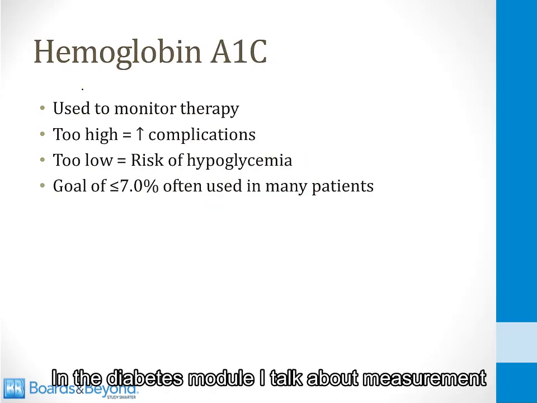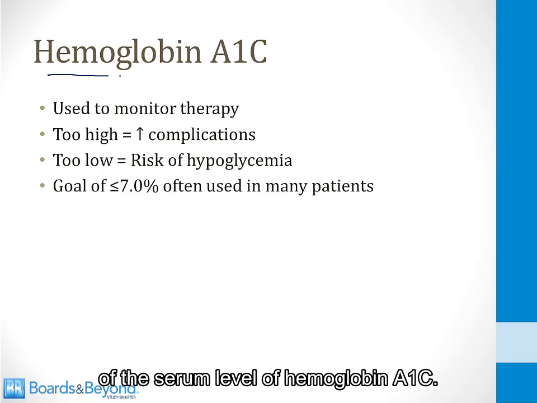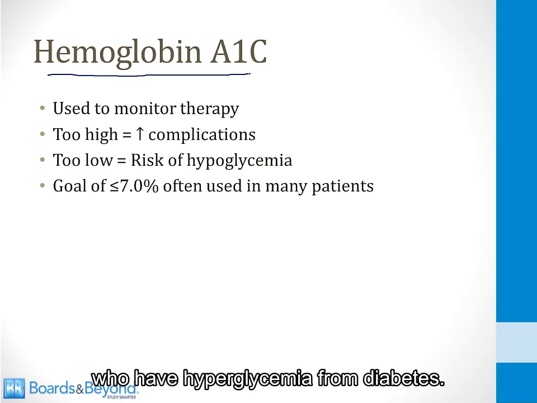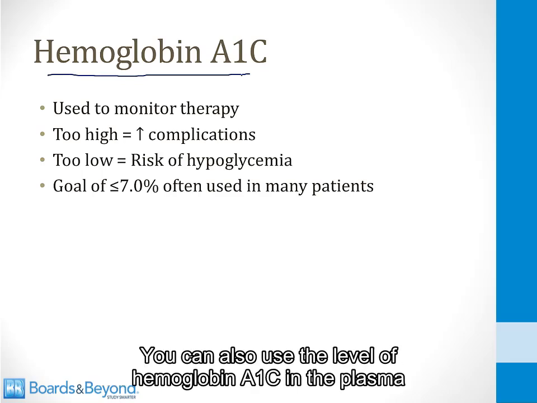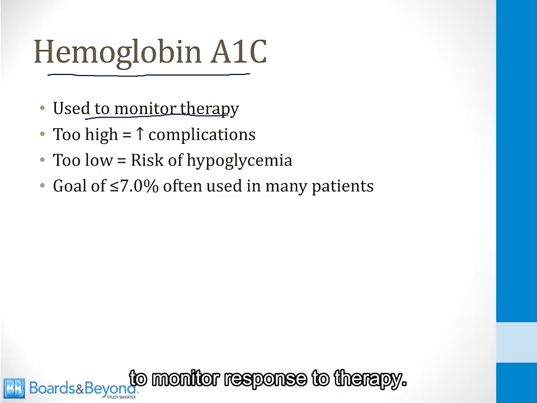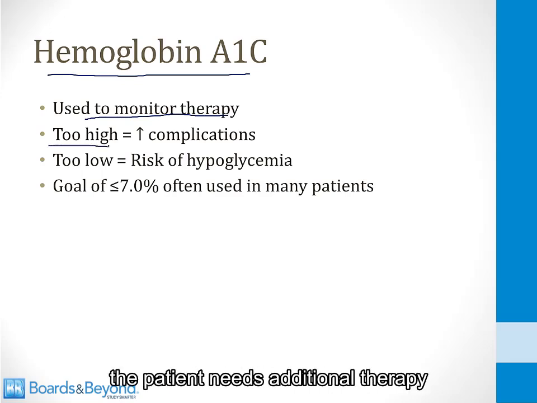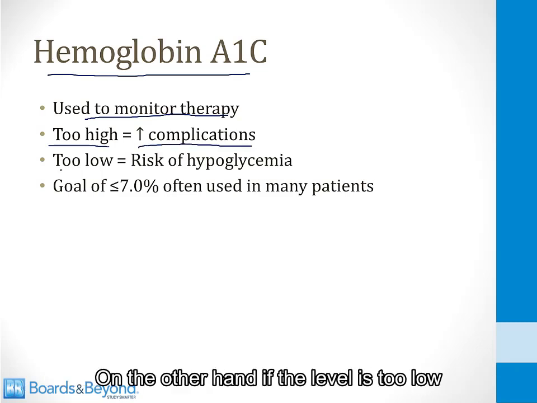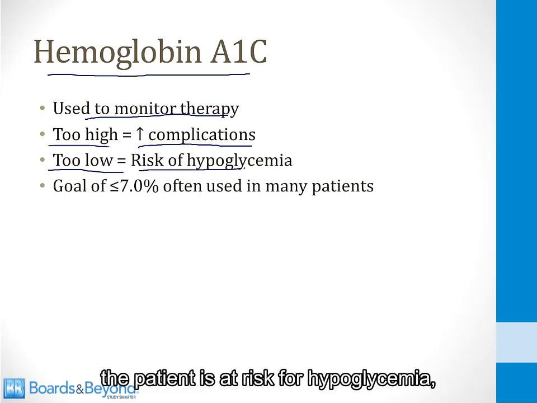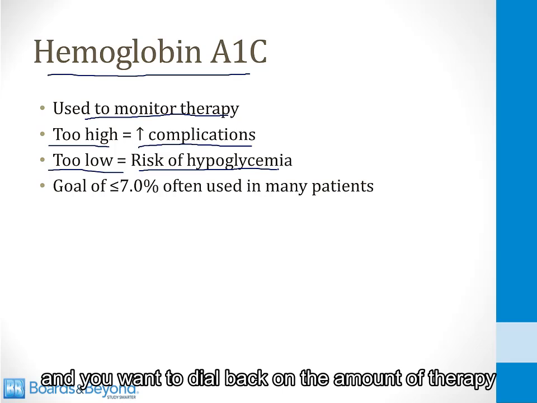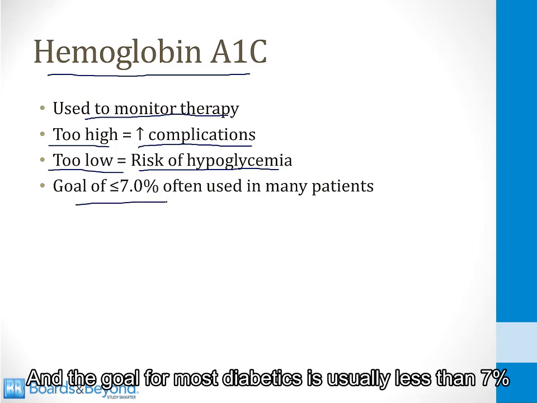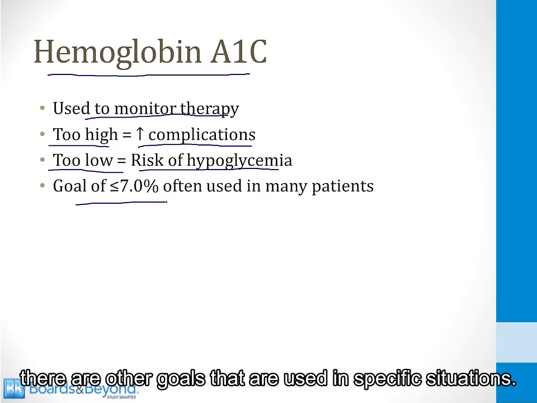In the diabetes module, I talk about measurement of the serum level of hemoglobin A1C. The level of hemoglobin A1C becomes elevated in patients who have hyperglycemia from diabetes. You can also use the level of hemoglobin A1C in the plasma to monitor response to therapy. If the level is too high, the patient needs additional therapy because they're at increased risk for complications of diabetes. On the other hand, if the level is too low, the patient is at risk for hypoglycemia, and you want to dial back on the amount of therapy you're giving for diabetes. And the goal for most diabetics is usually less than 7%. There are other goals that are used in specific situations.